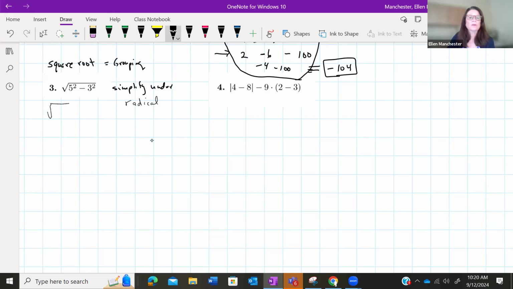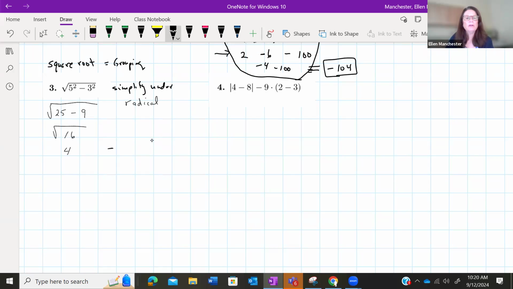Okay, so we have the square root sign. 5 squared is 25. 3 squared is 9. So again, keep simplifying. What's 25 minus 9? 16, good. Okay, now we're simplified, we've got the square root sign. Now you ask yourself, what times what gives me 16? 4 times 4. So the root is 4.